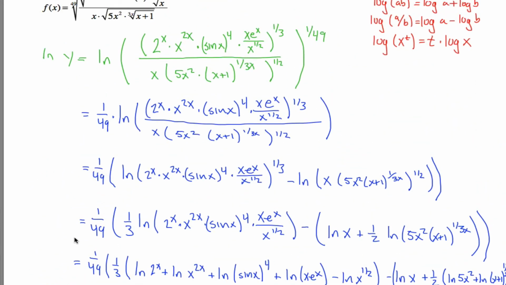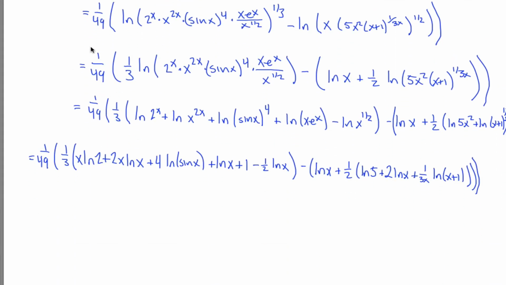Okay. We haven't done any calculus yet. We've just rewritten this problem 100 times. We can now do some calculus. Take the derivative of both sides of the equation. On the left, we'll get 1 over y times y prime.